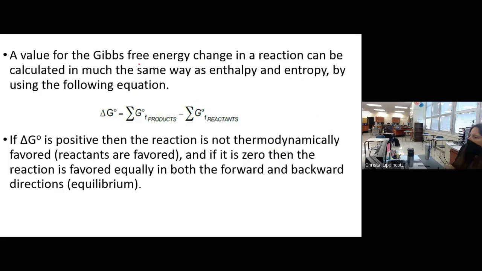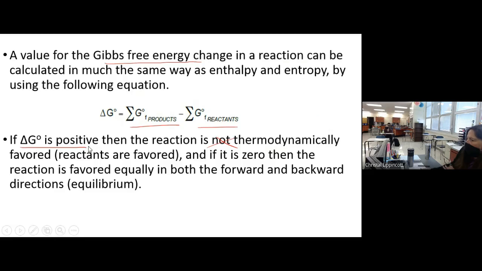All right. You can also do Gibbs free energy if they give you the Gibbs values for the products and the Gibbs values for the reactants. And that's done the same way that we did it for enthalpy. It's done the same way for entropy. You just have to multiply it by the coefficients in the equation. Okay. Again, positive delta G, no reaction. Negative delta G, it is.